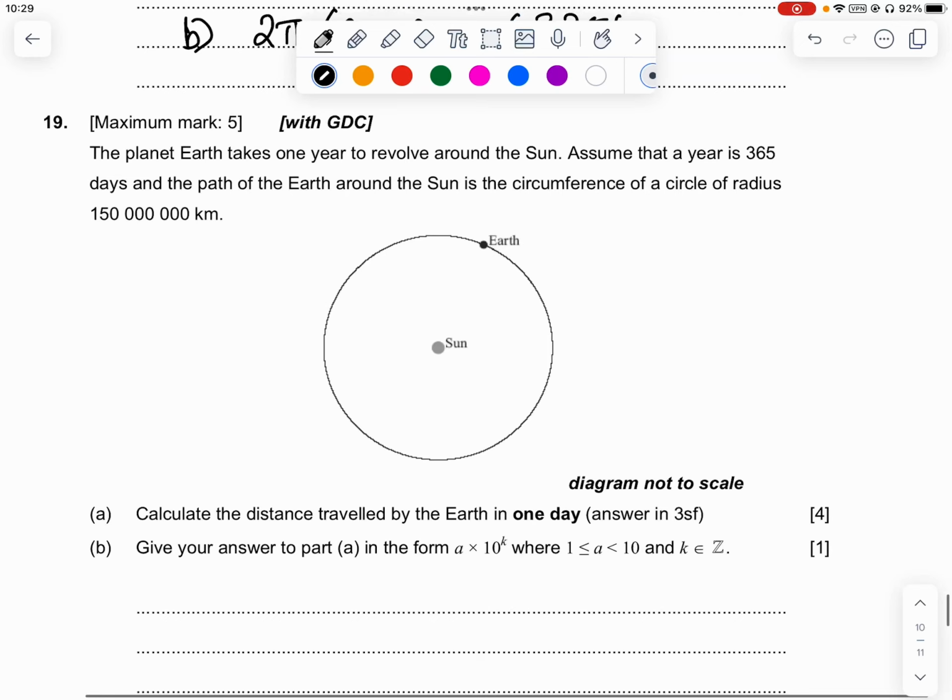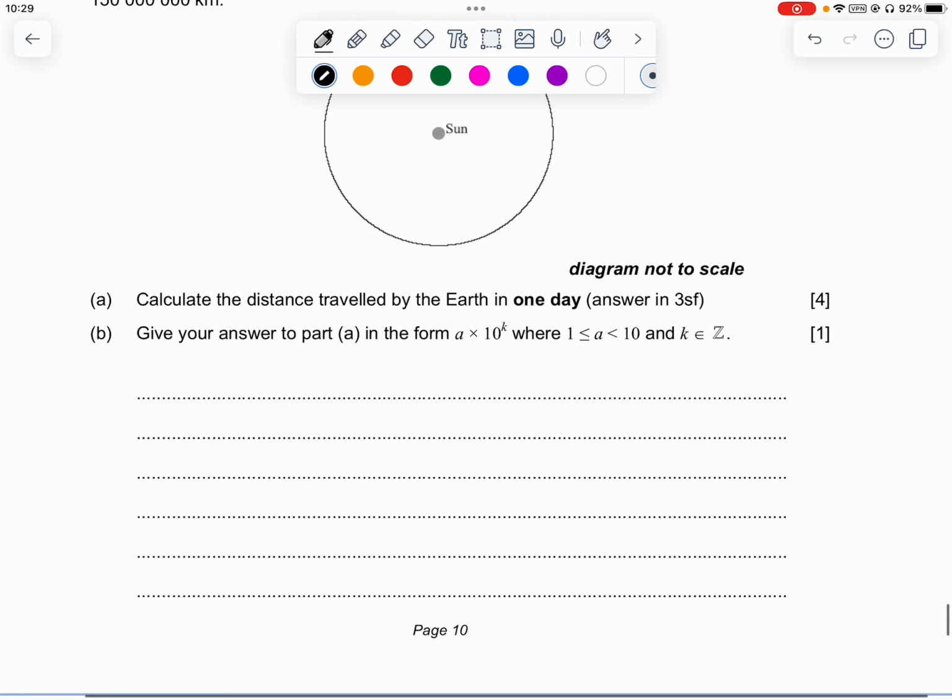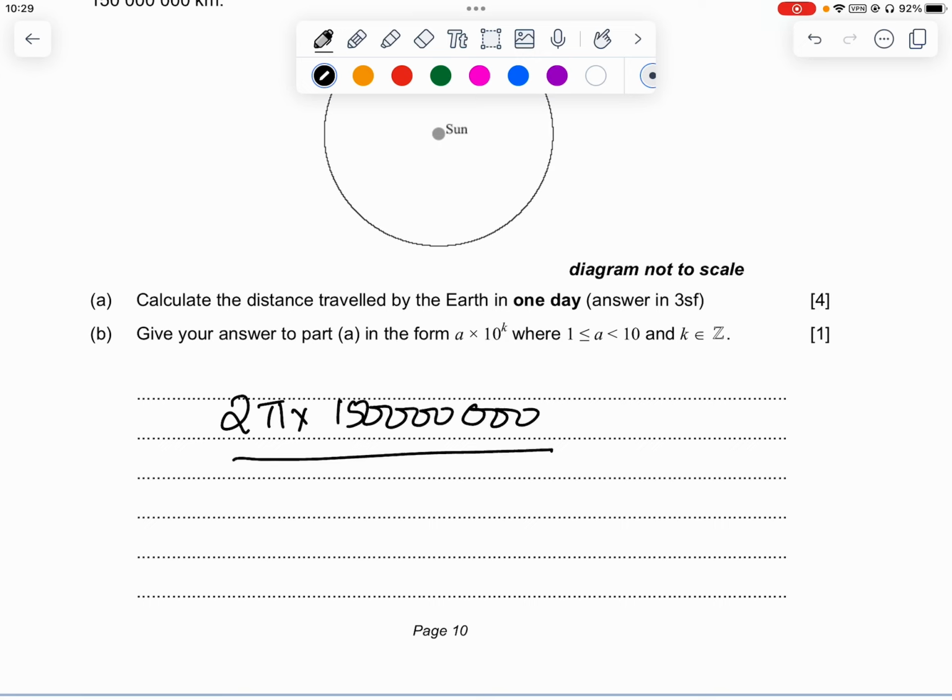Coming to the last question. A planet Earth takes 1 year to revolve around the sun. Assume that the year is 365 days and the path of the Earth around the sun is the circumference of a circle of radius 150 000 000. Calculate the distance traveled by the Earth in 1 day. So 2 pi r divided by 365, because in 1 year it is 365 days. Simplify that, and write your answer in three significant figures.